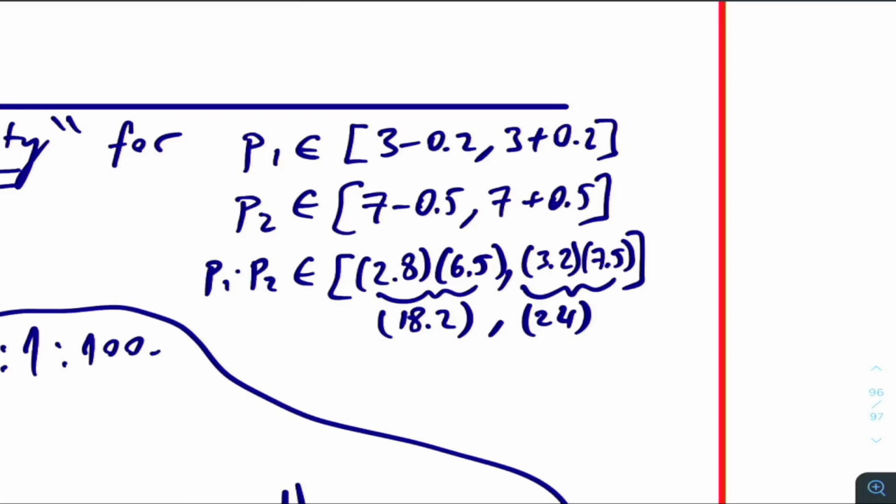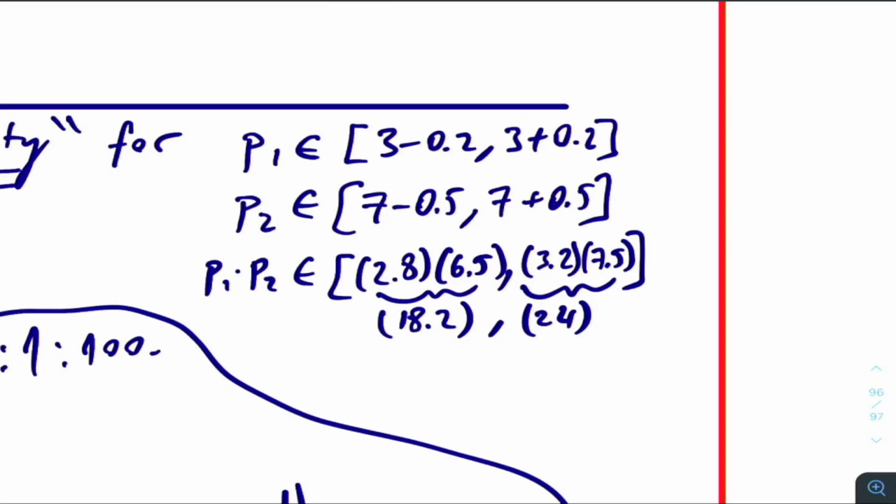Okay, let me get the red color. Let's see the range. The nominal value is 3 here, but plus minus 0.2, right? And this is the case here: nominal plus the deviation, right? The deviation is 0.2 in this case, and the nominal value is 7 and the deviation is 0.5.